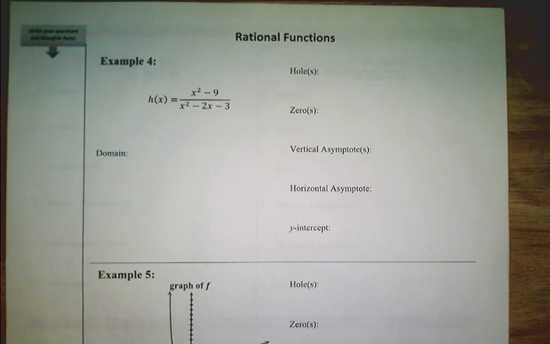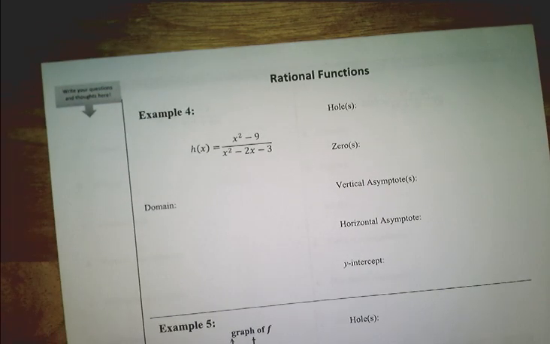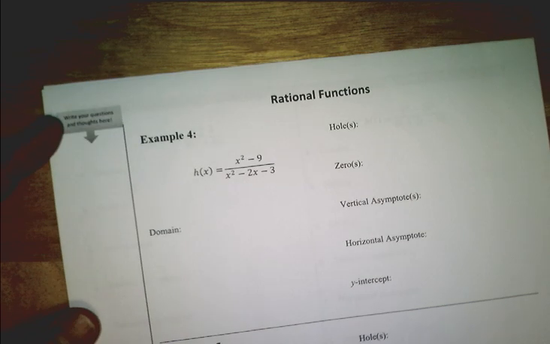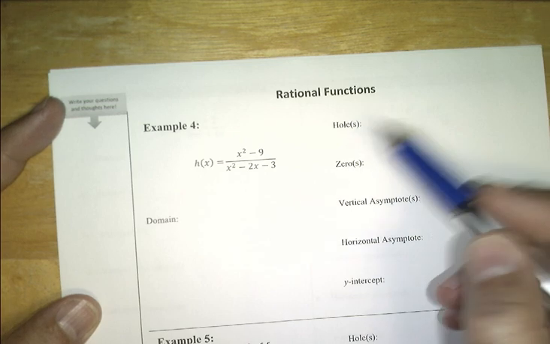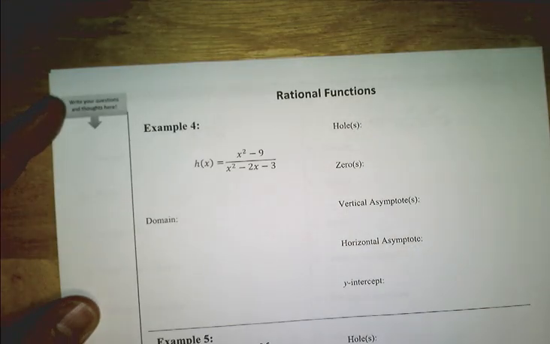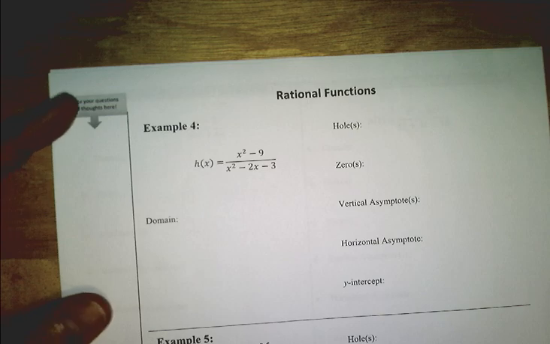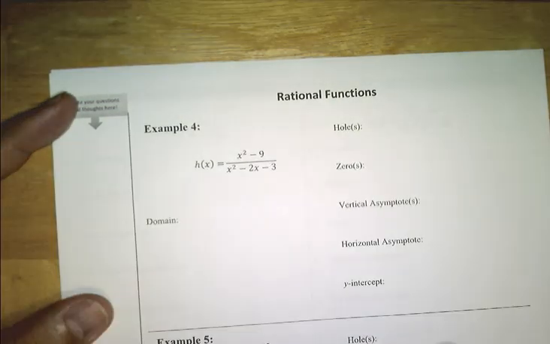Hello, this is the review for rational functions. I'm just going to go through and see if I can't get all of these done. Let's get started here. We have a rational function and it wants us to find all the holes, zeros, vertical asymptotes, horizontal asymptotes, y-intercepts, and the domain.